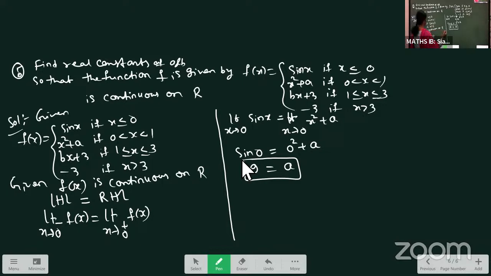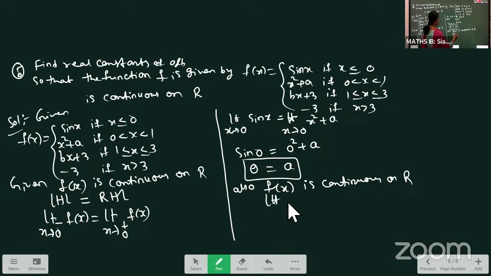Next. Also, f of x is continuous on R, so take another point of f of x. Left hand limit is equal to right hand limit. What do we have to equate? Which point can we take? We can go for 3. Limit x tends to 3 minus f of x is equal to limit x tends to 3 plus f of x.